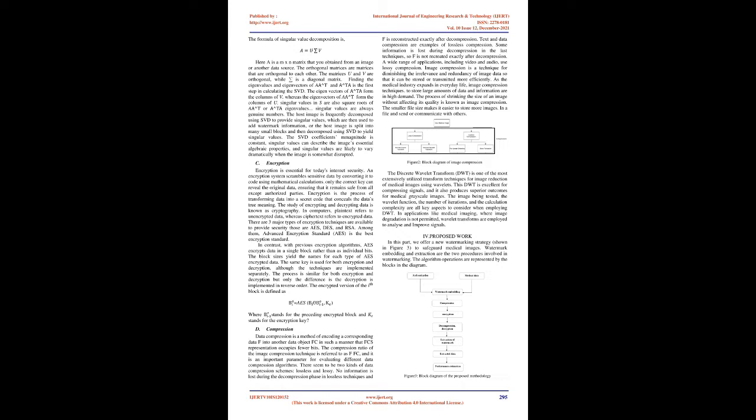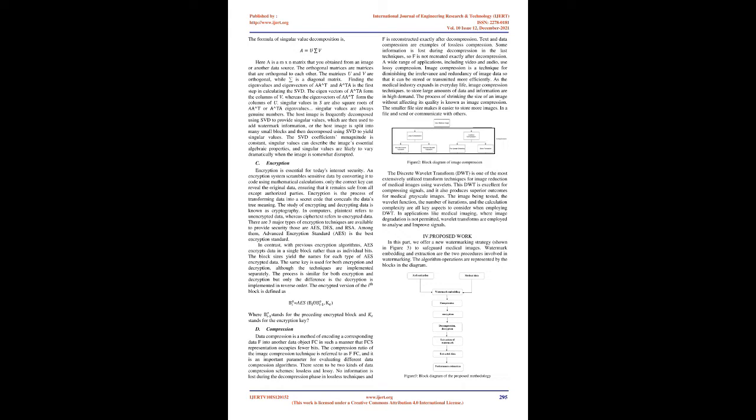Here A is an MxN matrix that you obtained from an image or another data source. The orthogonal matrices are matrices that are orthogonal to each other. The matrices U and V are orthogonal, while S is a diagonal matrix. Finding the eigenvalues and eigenvectors of AAT and ATA is the first step in calculating the SVD. The eigenvectors of ATA form the columns of V, whereas the eigenvectors of AAT form the columns of U. Singular values in S are also square roots of the AAT or ATA eigenvalues. Singular values are always real numbers.